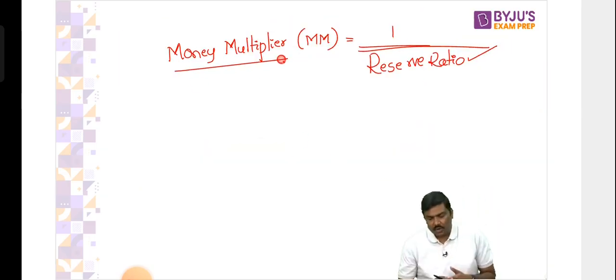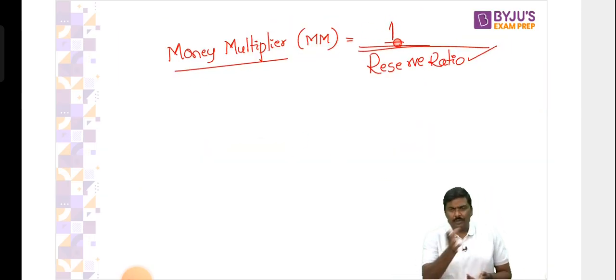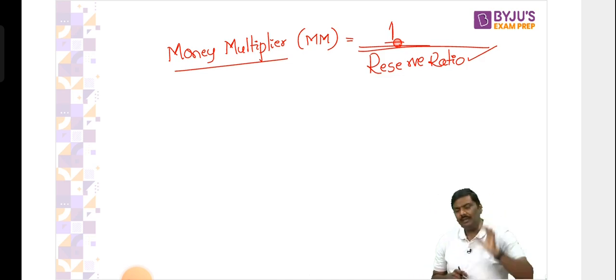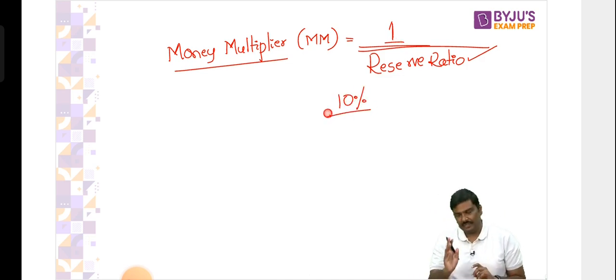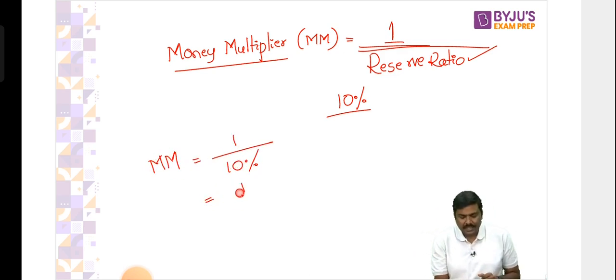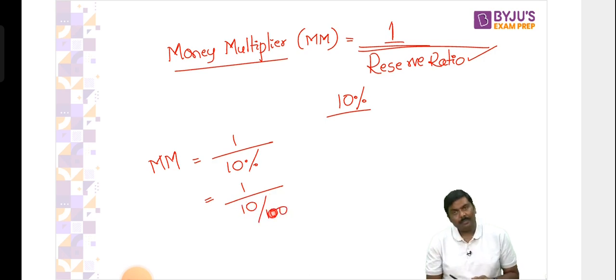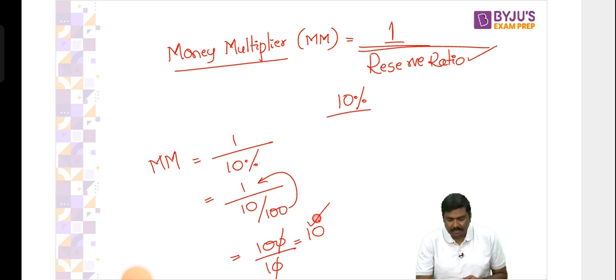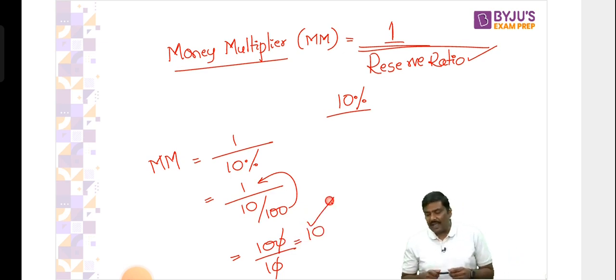So the money multiplier is equal to 1 upon reserve ratio. If you remember the table that I took earlier, what is the reserve ratio? I have used the reserve ratio of 10%, by the way. Now use the formula. Money multiplier is equal to 1 upon 10%. Simple mathematical calculation. 1 upon 10% is equal to 1 divided by 10 divided by 100. Transfer this 100 to the top. 100 divided by 10. Money multiplier will be 10 times.